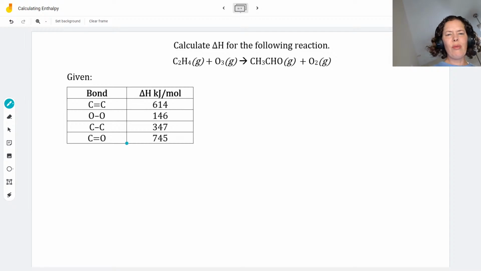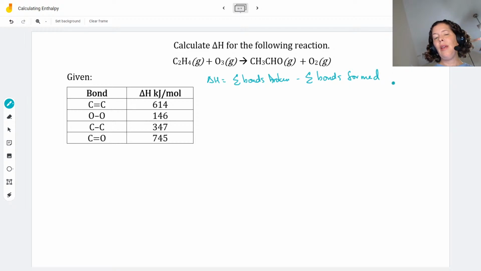Let's first just write our mathematical equation. Sum of bonds broken minus the sum of bonds formed. And let's do our Lewis structures here so we can actually see our bonds in the first place, and then we'll be able to determine which ones have been broken and which ones have been formed. All right, so my C2H4, that is actually going to give me a double bond. So I have carbon double bonded to carbon.